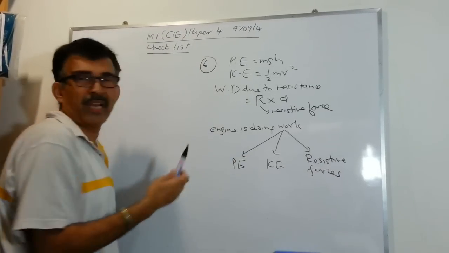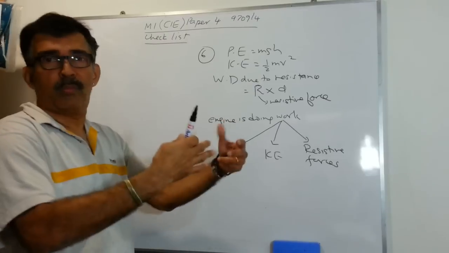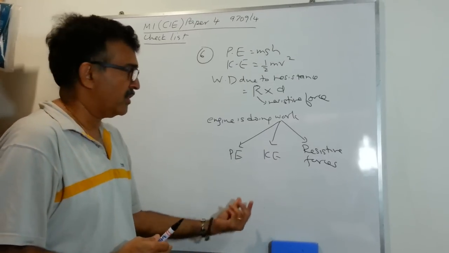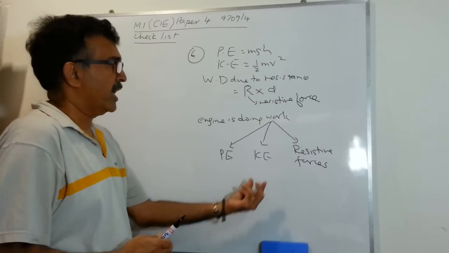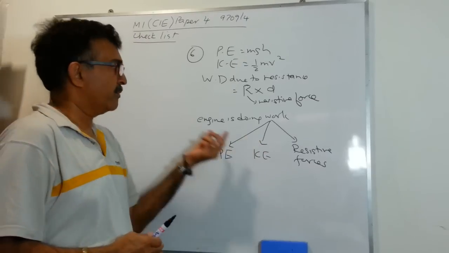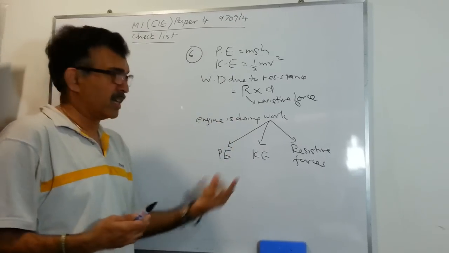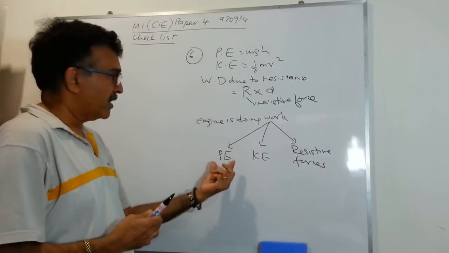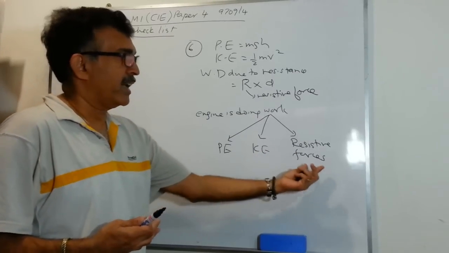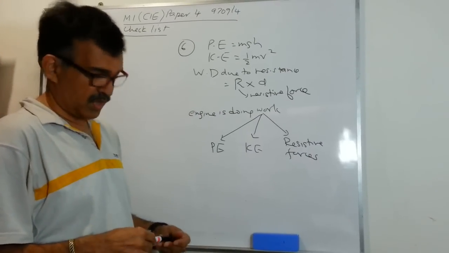This is an idea in physics. When an engine does work, you will see an increase. Going up a slope, you'll have an increase in potential energy, and then there'll be some changes in kinetic energy, and there'll be some work done due to resistive force. Again, when an engine is doing work, if you're going up a slope, then there's going to be some changes in potential energy, some changes in kinetic energy, and there'll be some work done to overcome resistive forces.